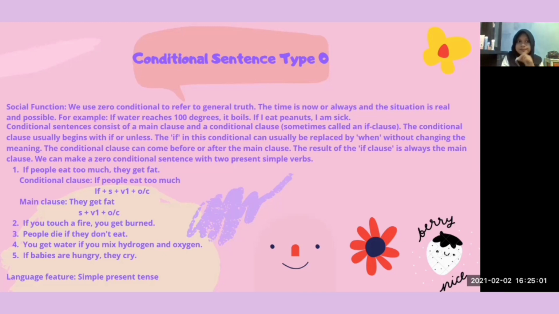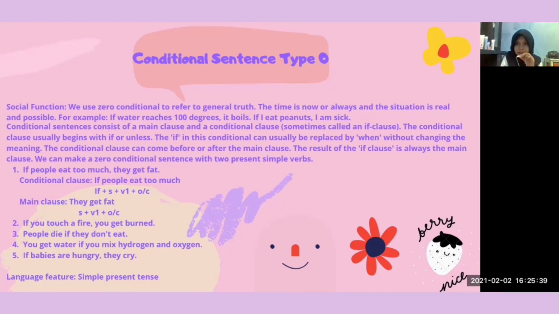Conditional sentences consist of a main clause and a conditional clause, or sometimes called an if clause. The conditional clause usually begins with if or unless. The if in this conditional can usually be replaced by when without changing the meaning. The conditional clause can come before or after the main clause. The result of the if clause is always the main clause. We can make a zero conditional sentence with two present simple verbs.